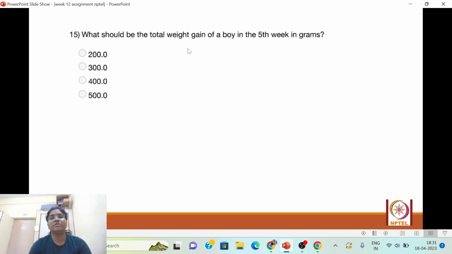What should be the total weight gain of a boy in the fifth week in grams? 200 grams, 300 grams, 400 grams, 500 grams. Total weight gain it is asking by the fifth week in grams.